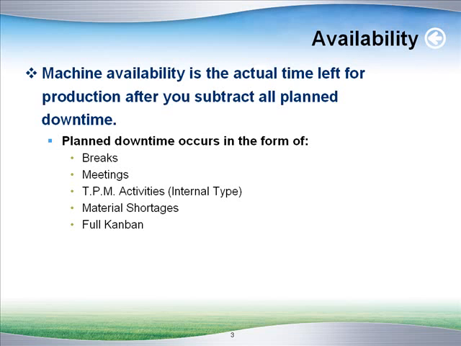Okay, there's also material shortages and maybe full Kanbans. Now, you may not think this is planned downtime, but really what it represents is a failure to plan or other constraints that are going on in your plant. This does not mean that your machine was not available, and that's a key differentiator here. Your machine was available to run, but it couldn't run because it didn't have the material it needed or the Kanban was full.